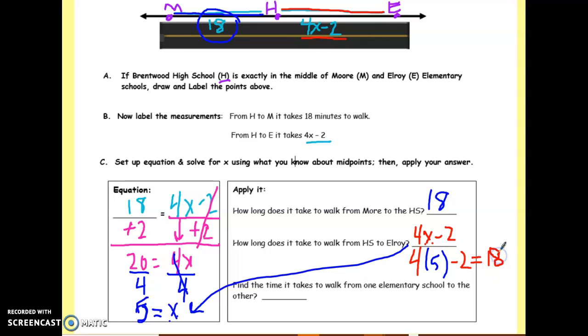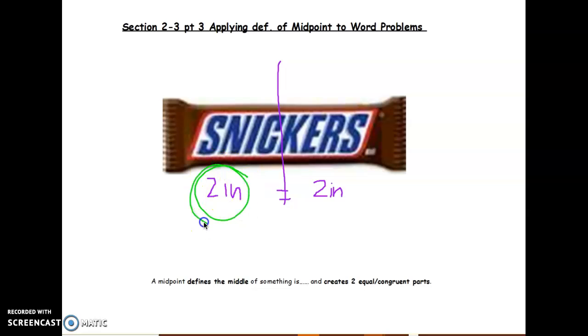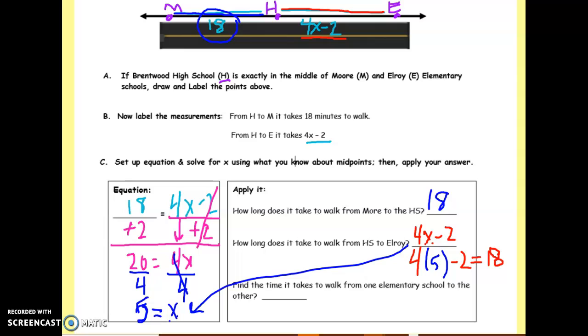Now I want you to stop and think for a minute, guys. We had talked about the definition of midpoint. Think back to our Snickers bar, right? This side should be equal to this side. So 2 is equal to 2. The distance here should be exactly the same as the distance here. Applying that to your problems, it would make sense, and I want you to think logically and check your work, that your answer for how long it should take you to walk from Moore to the high school should be exactly the same as from the high school to Elroy. So the idea that you come up with the same answer for the first two application questions makes sense, right? Because we have defined that the high school is directly in the middle. So it should take equal distance to walk to either elementary school building.